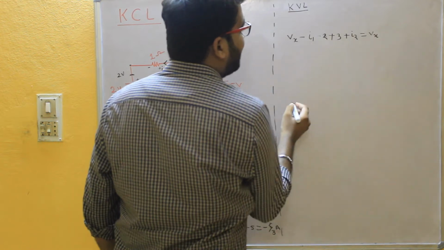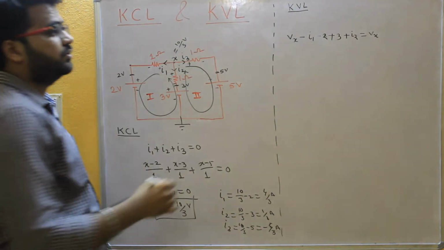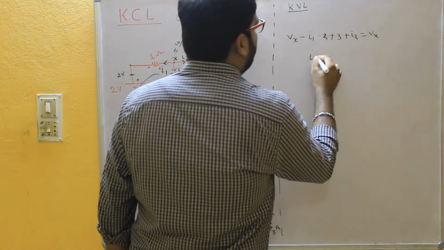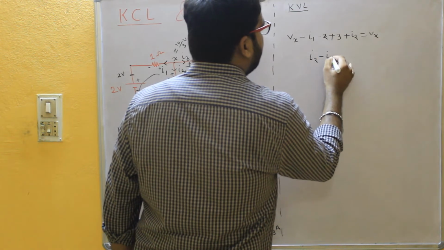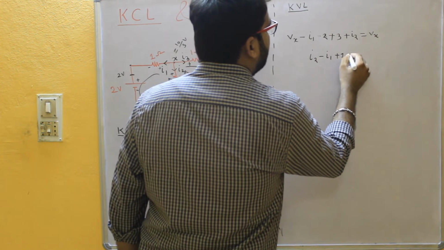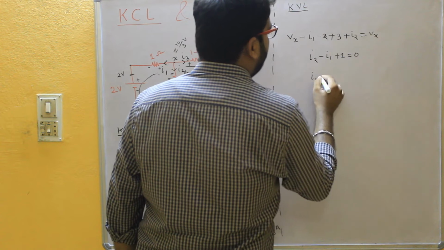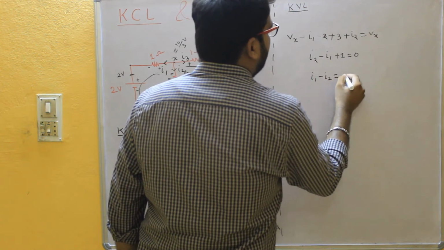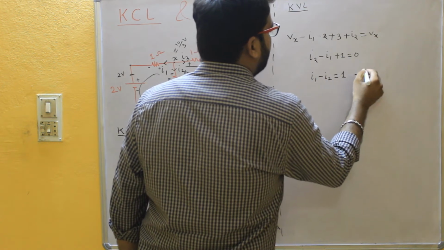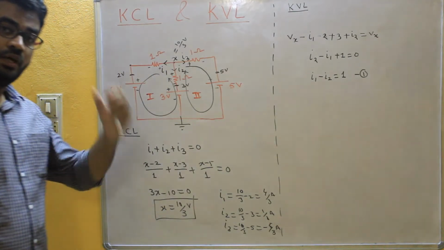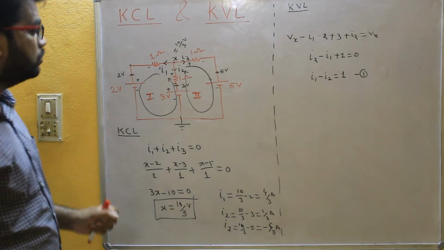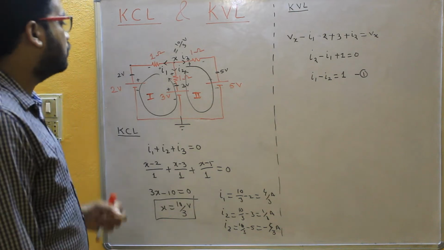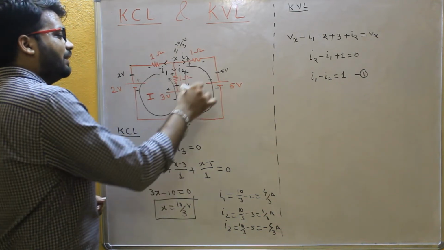So Vx gets cancelled and we'll get one equation in terms of I2 and I1, and that is I2 minus I1 plus 1 is equal to 0. So we have I1 minus I2 is equal to 1. This is equation number 1. Likewise, we have two variables and one equation, so we have to find one more equation, and I am going in this way.